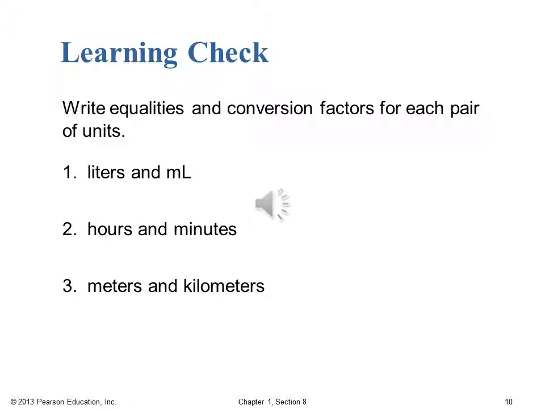Alright, so let's pause a moment for a learning check on this topic, and let's see how you do with writing the equalities and then the conversion factors for these problems. So number 1, liters and milliliters. Write the relationship that is the equality, how many liters equals how many milliliters, and then the conversion factors where you have milliliters and liters, 1 in the numerator, 1 in the denominator, and then the inverse. Same thing for hours and minutes, and then finally meters and kilometers. So take a moment and jot those down. Pause the video if you must. Otherwise, let's take a peek and see how you did.